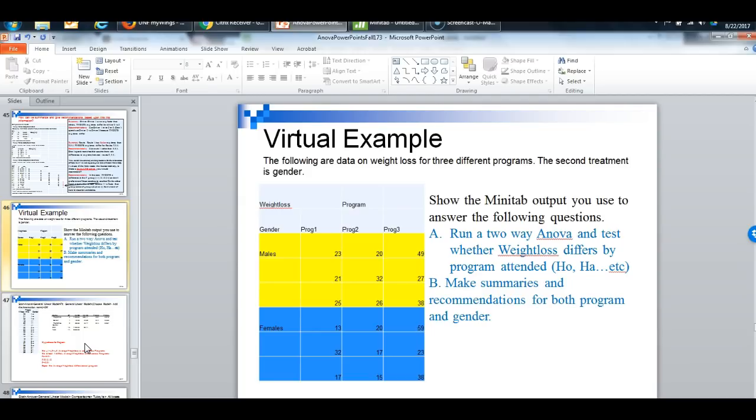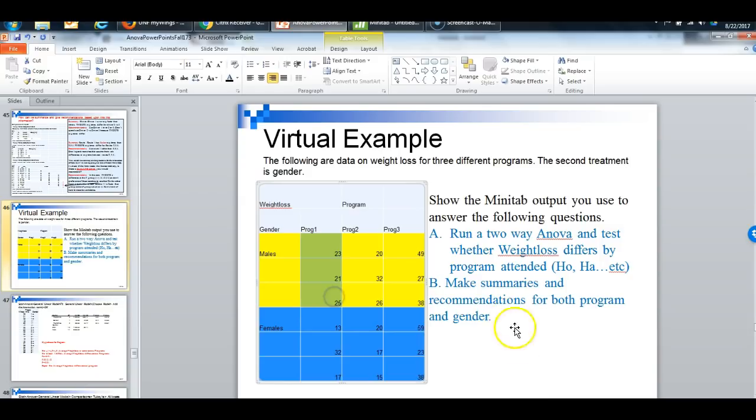It says, show the Minitab output you get to the following questions. So what we have here is weight loss. In program 1, males, there's a sample of 3 males, and they lost an average of 23, 21, and 25 pounds. In program 2, males lost an average of 20, 32, and 26. In program 3, males lost an average of 49, 27, and 38. Likewise for females. Here's a sample of females.